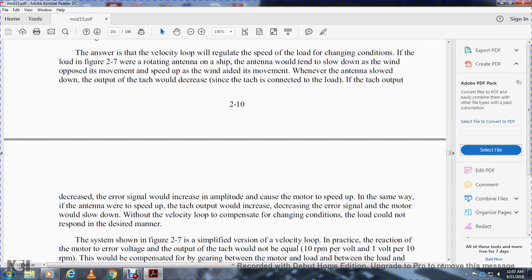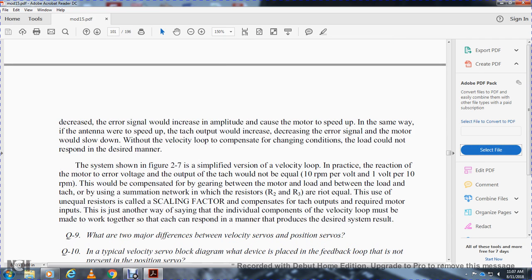Decreasing the error signal will increase the amplitude, and the motor will speed up. In the same way, if the tachometer output increased, the error signal would decrease and the motor would slow down. Without the velocity loop compensating for the change of conditions, the system could not respond in the desired manner.